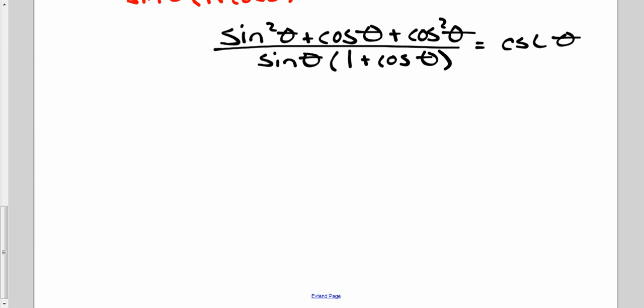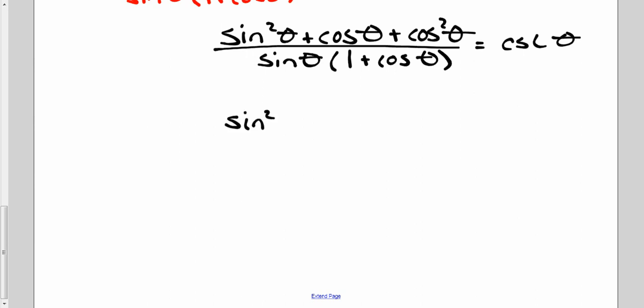Let me try this. Addition's commutative, right? What does it mean when I say addition is commutative? Is 2 plus 3 the same as 3 plus 2? Yeah, order doesn't matter, right? We call that the commutative property. Does it matter if I have sine squared theta plus cosine theta plus cosine squared theta? Or can I jumble the order of that? I can jumble the order of that. So I'm going to do that.